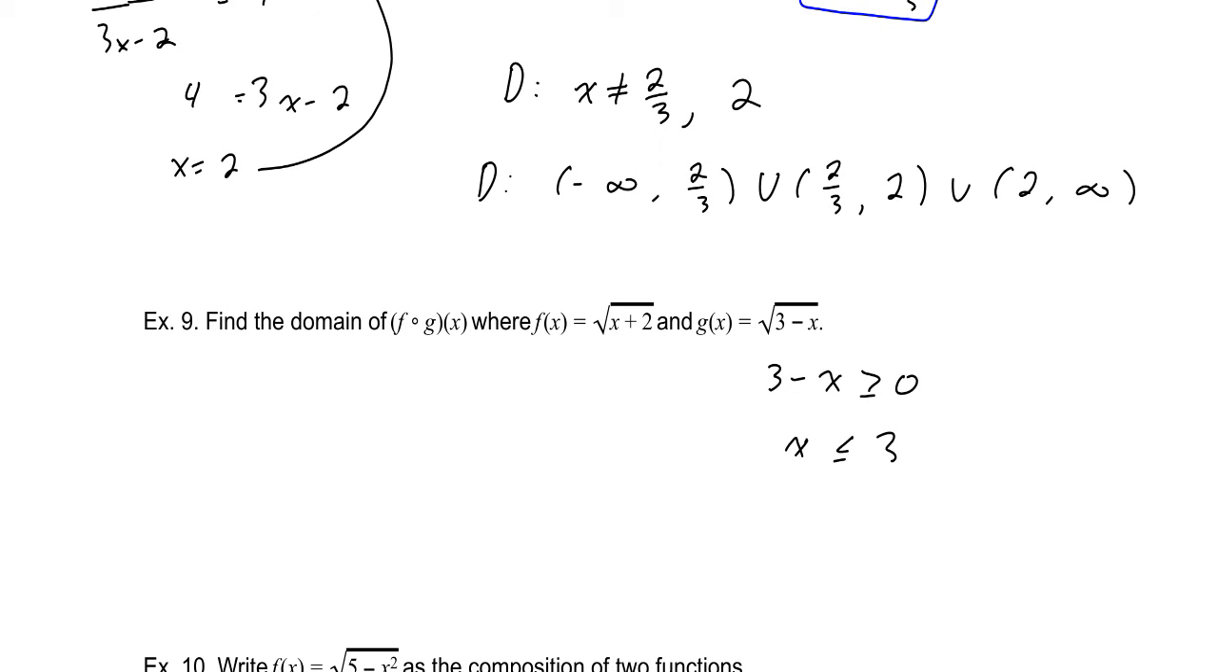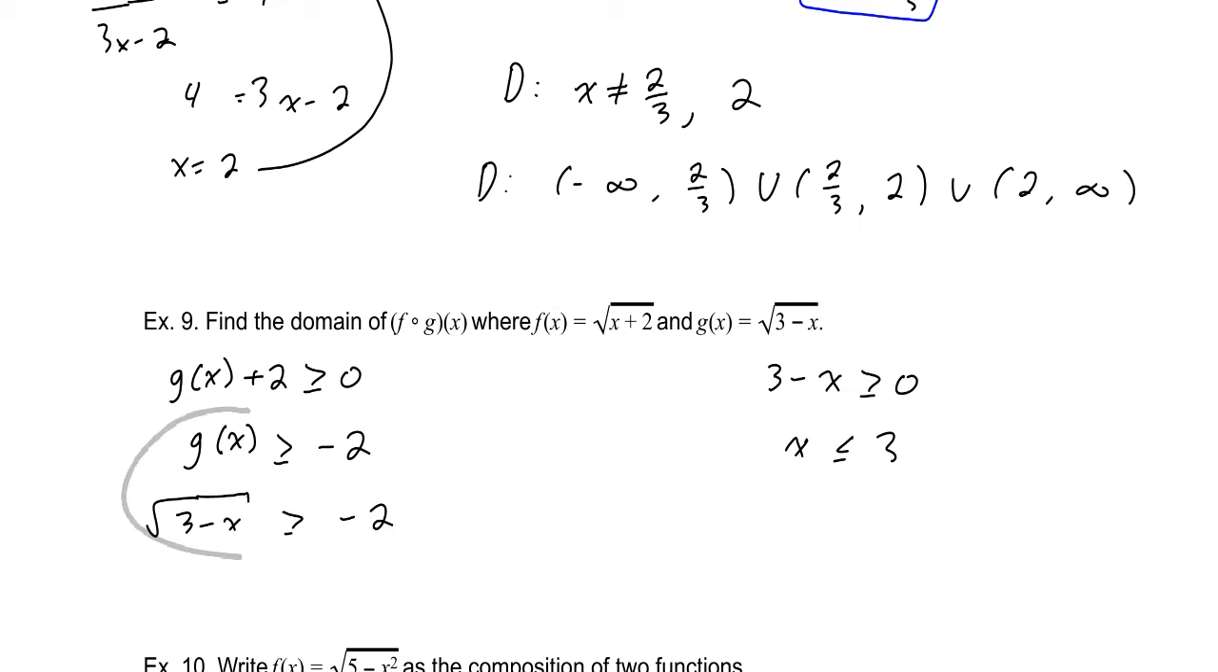So x is less than or equal to 3. There's one restriction. Now we also need to make sure that g of x plus 2 is greater than or equal to 0, which means g of x is greater than or equal to negative 2. So let's solve this inequality. We're going to have square root of 3 minus x greater than or equal to negative 2. Actually, let's not go any further than that. Let's go back to this statement. But that would always be true.